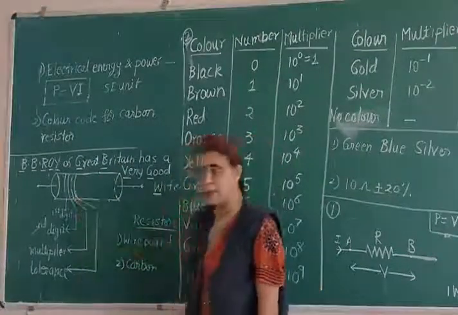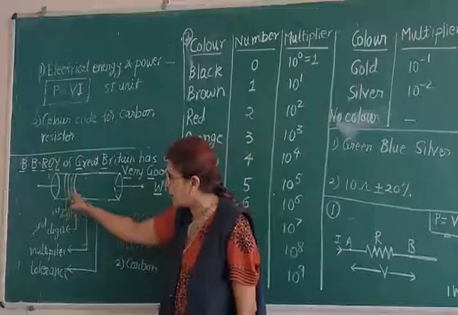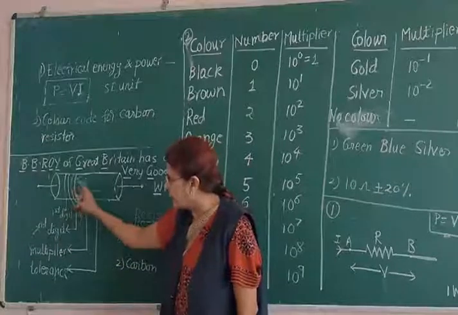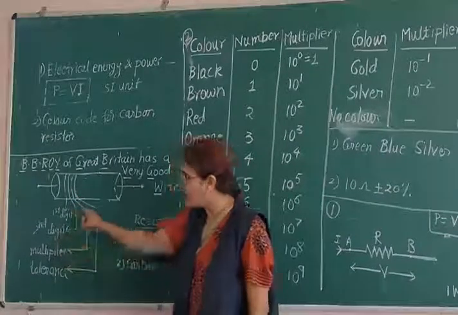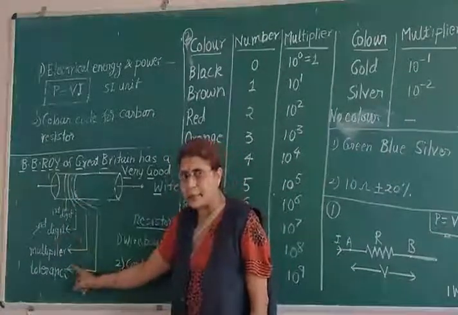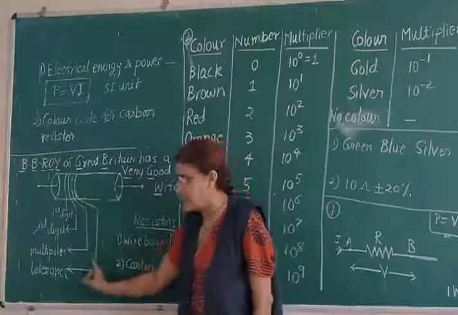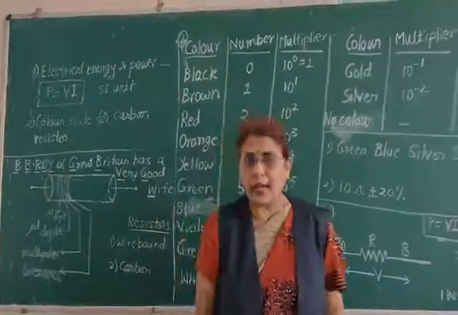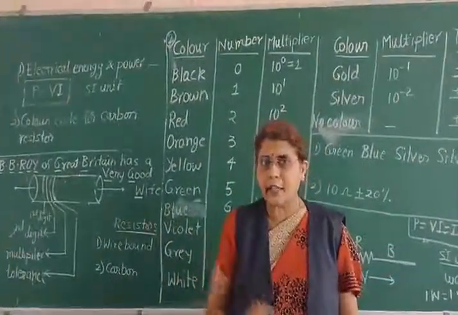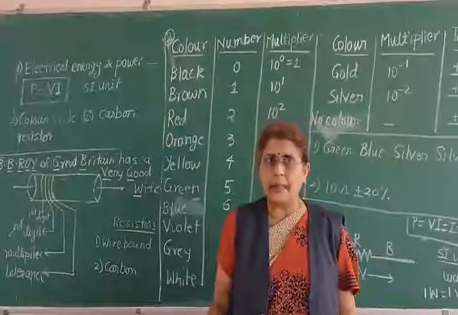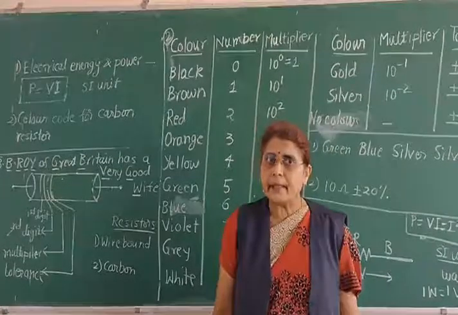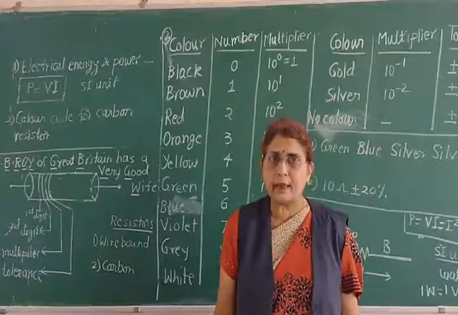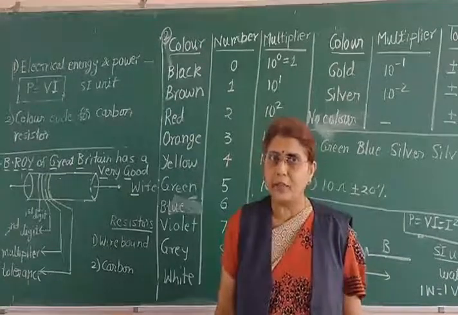Now I have written the significance of each color. The first ring gives you the first digit. Second ring gives you the second digit. Third ring gives you the multiplier. And the fourth ring will give you the tolerance. What is tolerance? Whatever is the actual value of the resistance, there will be some variation in the resistance. Either plus or minus, and it will be denoted in percentage. So deviation from the actual value of resistance is called tolerance. Plus or minus values will be there.